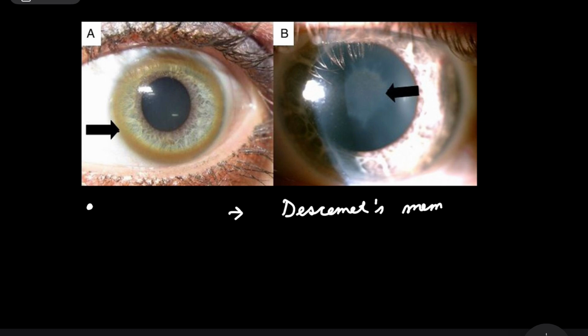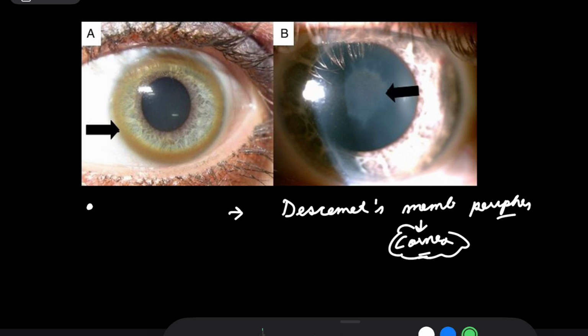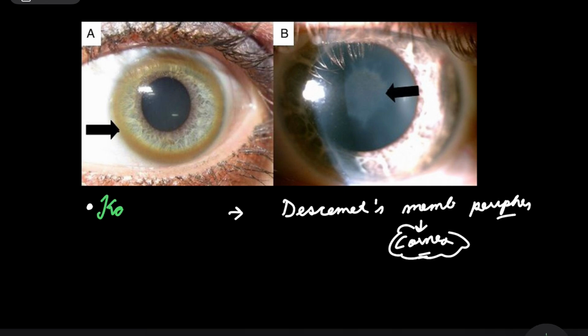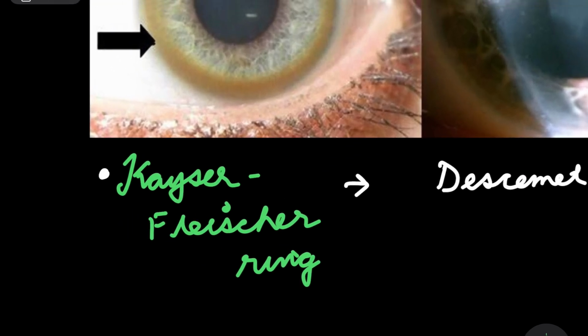where is Descemet's membrane present in the eye? It is present in the cornea. Basically, if the copper accumulates in the periphery of the Descemet's membrane in the cornea, it forms a ring-like structure throughout the cornea. A very interesting name has been given to this. It is known as the Kayser-Fleischer ring. Let me zoom in. Kayser-Fleischer ring. In short, KF ring.